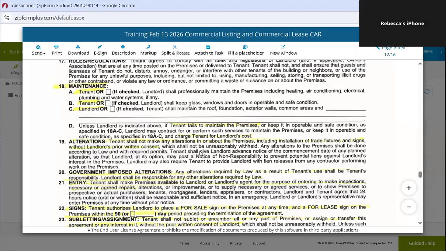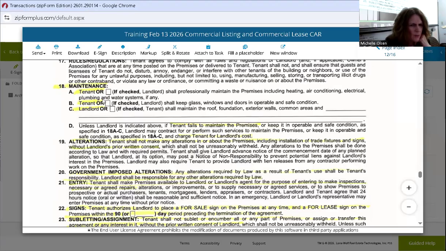We're on 18, maintenance. So make sure that you look at these, and if you need to amend them, there's a checkbox that would switch it to the other party. I want to talk about the A. The tenant shall professionally maintain the premises, including heating, air conditioning, electrical, plumbing, and water systems, if any.